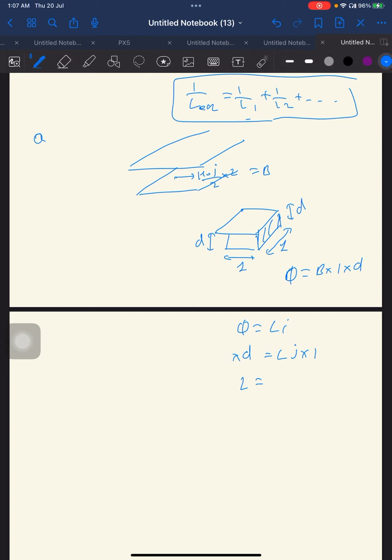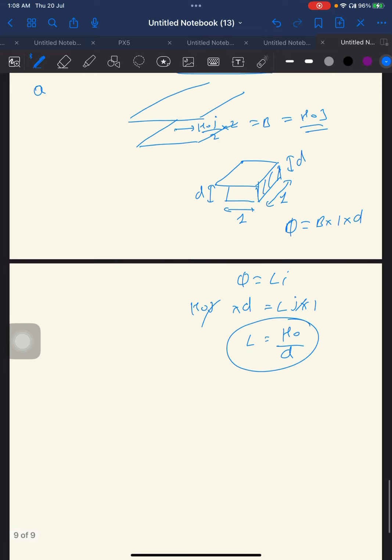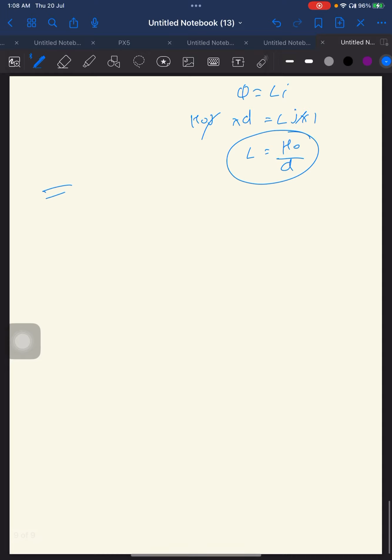By the way, what is the magnetic field B? We can write the value, no? Mu naught J by 2. So simply we are going to get L equal to mu naught by 2, as J is going to cancel. Okay, now come to the mutual inductance.